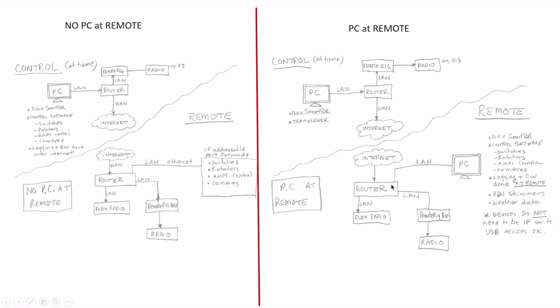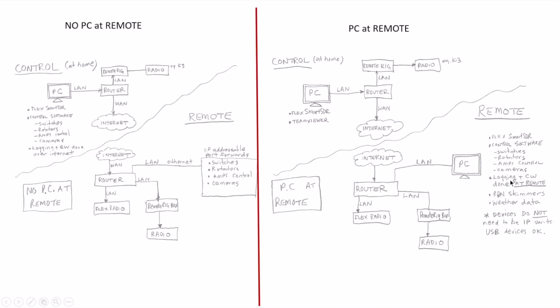The big difference is the LAN is connected, then you have a PC at the remote station. The difference here is that on this PC, for one thing, I can load Smart SDR software on the PC locally too, but that's for another reason, which I'll explain later. But on this PC, we have loaded our control software for the same things, our switches and rotors, amp controls, cameras, and whatnot. And we also will have our logging and CW done here at the remote. So on the PC at the remote, I have, for example, Logger 32 or N1MM loaded.